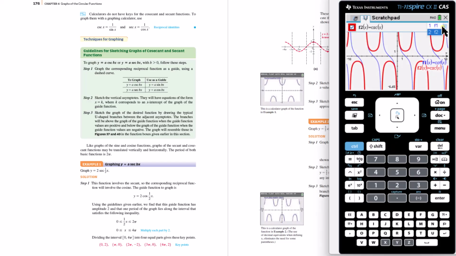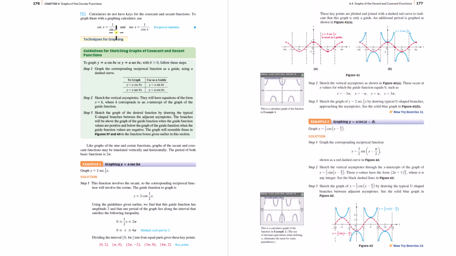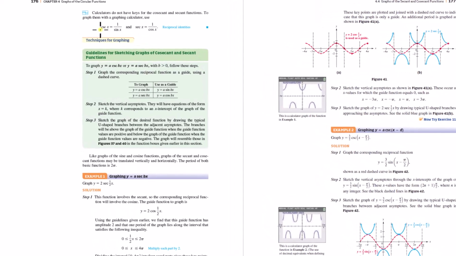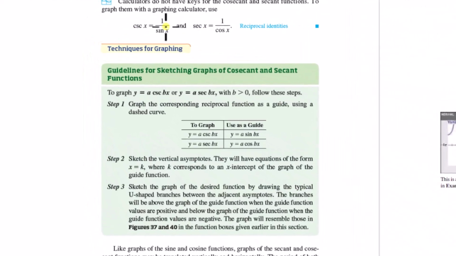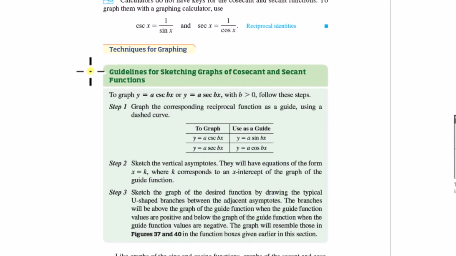Let's see. F1, that was cotangent. So cosecant, let's do sine. There you go. Yeah, today's calculators are powerful. So this is saying there's no cosecant or secant that you can use with your calculator, you have to use the reciprocal, but that's not true anymore.